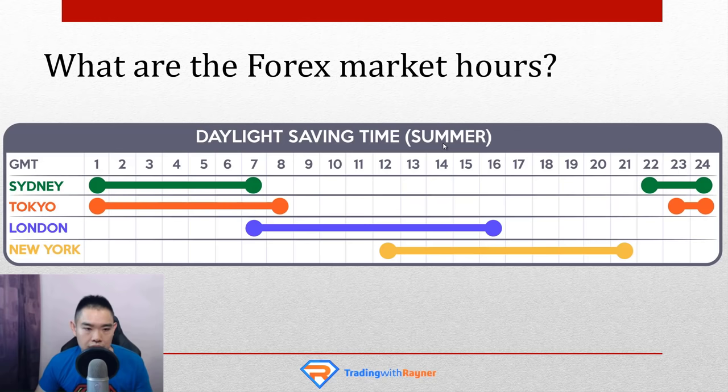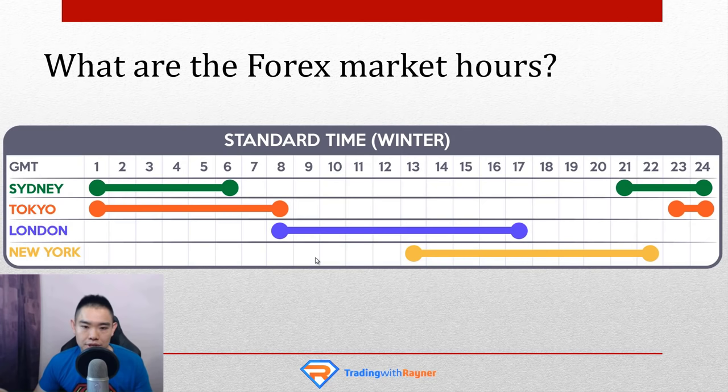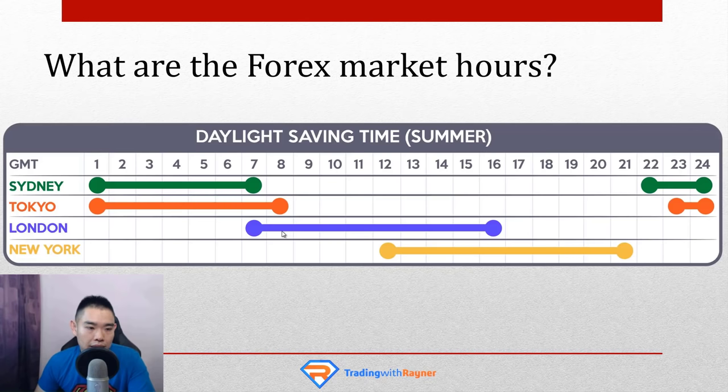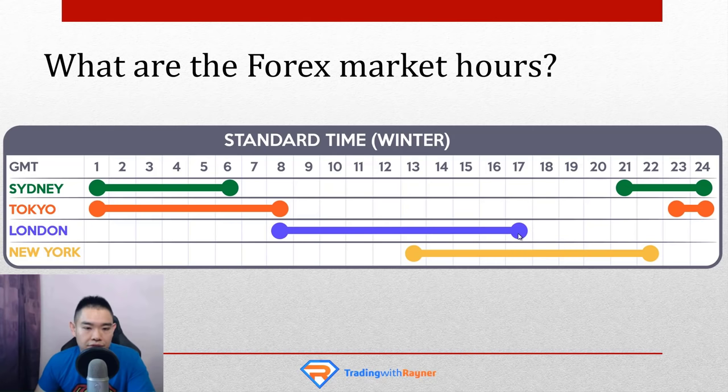And for standard time, during the winter period, the hours are slightly different. They are different by an hour. So if you look now at London again, now we open at 8 a.m., whereas previously it opened at 7 a.m. So during winter months, it starts at 8 a.m. and ends at 5 p.m. For New York, it starts at 1 p.m. and ends at 10 p.m.